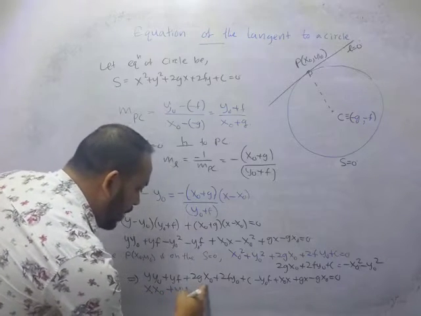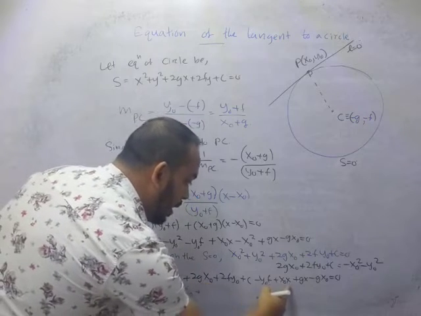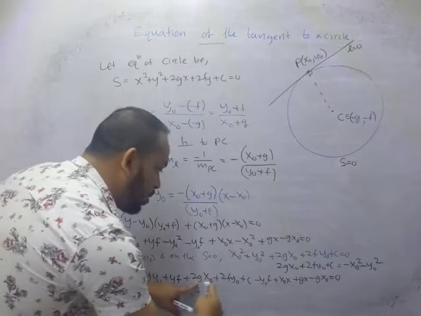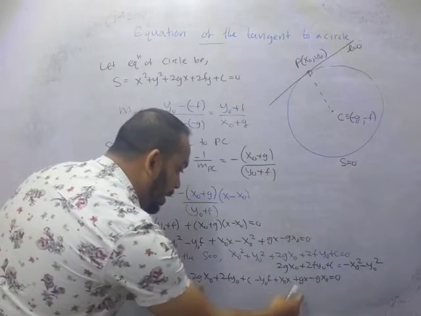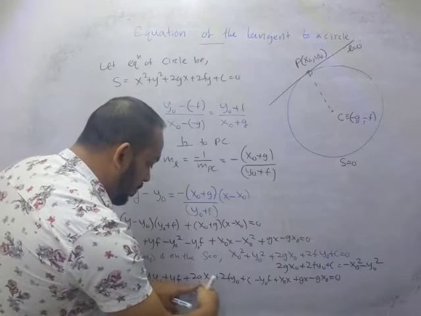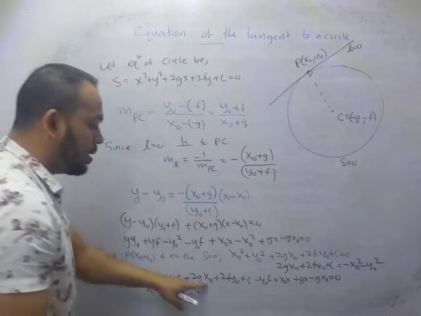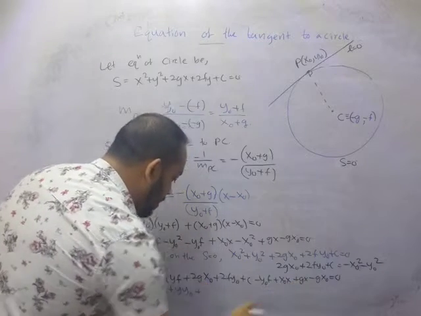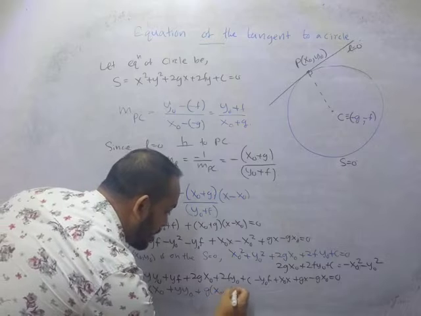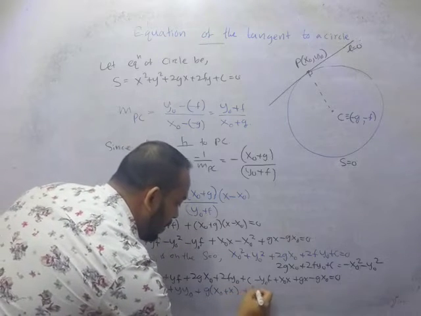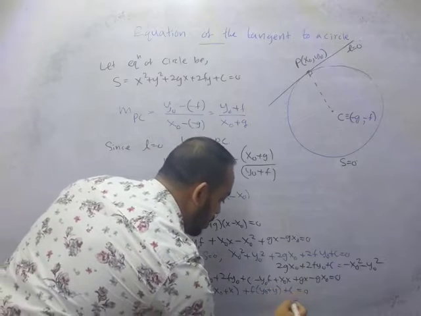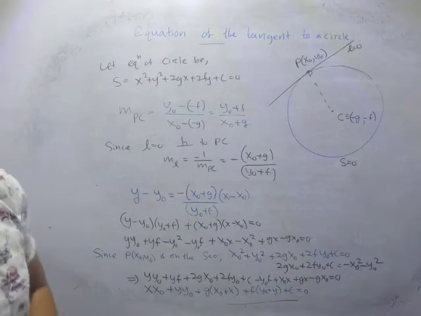Then we have gx naught and gx, because one of these two gx naught will be cancelled out, so we have gx naught remaining and we have gx. So I'm going to factor out g and write x naught plus x. Then similarly f times y naught plus y plus c equals 0. This is the relationship. Okay.